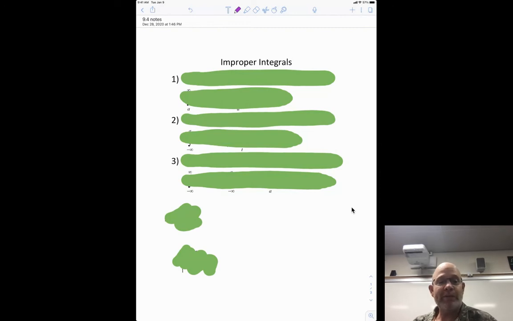So not only are we finding antiderivatives, but it's going to turn out that all of these integrals are called improper integrals because there's going to be some sort of infinity in them. So I'm just going to explain what they are generally and then do some examples.